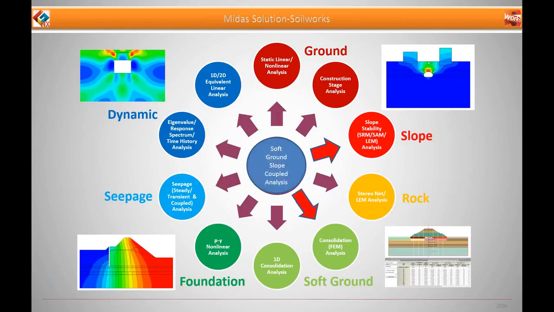Similarly, we have the soft ground slope coupled analysis, for which you need the slope and the soft ground module. In this, basically you know that with consolidation there is a settlement in the soil, especially in the clay soil. So with the settlement, how the factor of safety changes or how it affects the slope stability of the embankment could be studied. So for this you need the two modules, that is the slope and the soft ground.